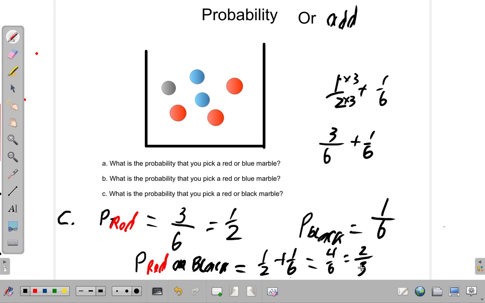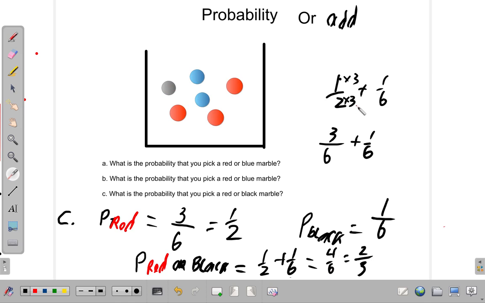Alright? 2/3. So that's the probability that the marble that you pick is either red or black. And we can see it from here now. How many are either red or black? It is 1, 2, 3, 4. That's 4. Divided by the total number of marbles, 1, 2, 3, 4, 5, 6, divided by 6. So it is 4/6, which is 2/3.